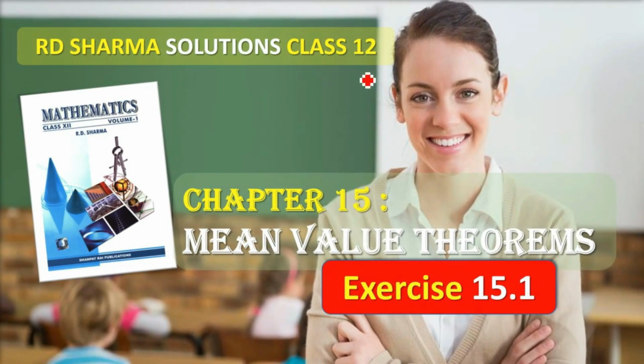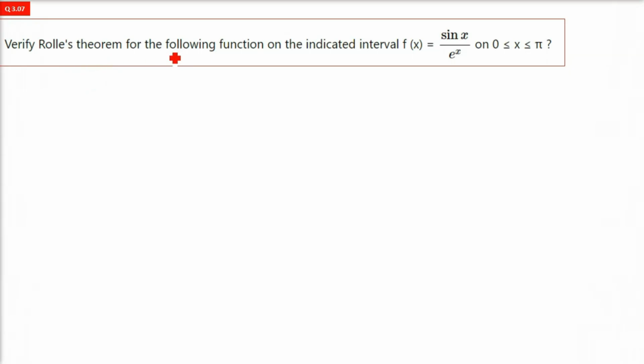This is R.D. Sharma Solution Class 12 Chapter 15 Mean Value Theorems. Exercise 15.1. Verify Rolle's theorem for the following function on the indicated interval: f(x) = sin x divided by e raised to x on [0, π]. So this is the domain being given. So the domain is 0 and π.